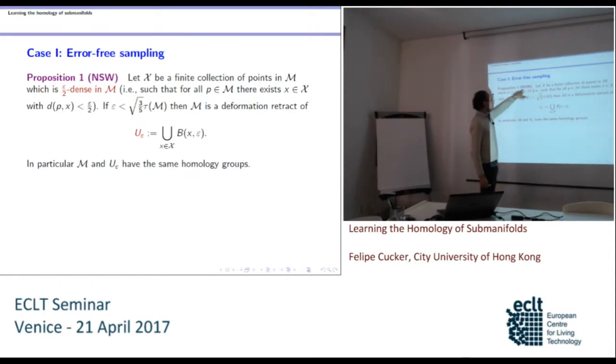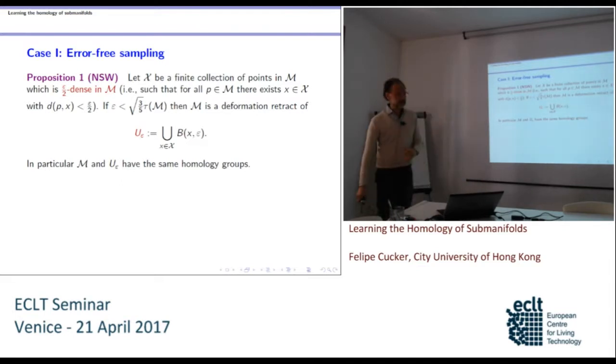NSW stands for Niyogi, Smale, and Weinberger. Smale is a mathematician who has done everything. Weinberger is a geometer, and Partha Niyogi was, among other things, a very, very good learning theorist. They proved the following things.